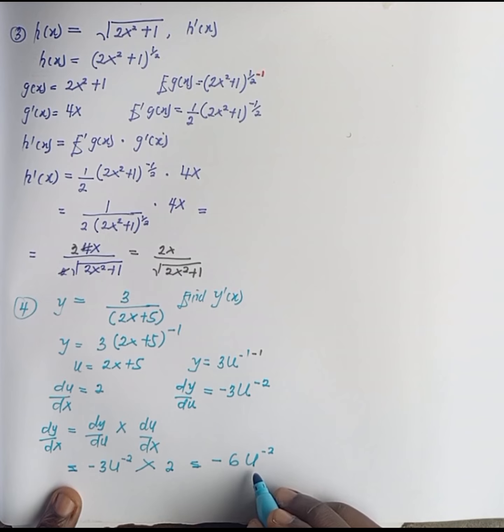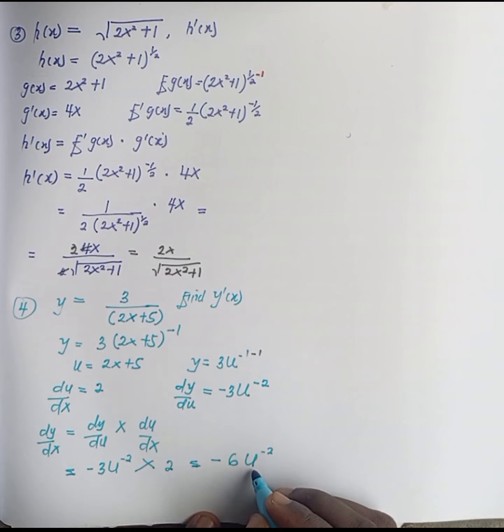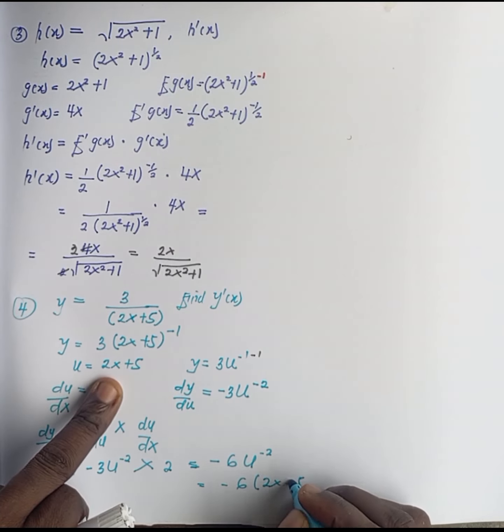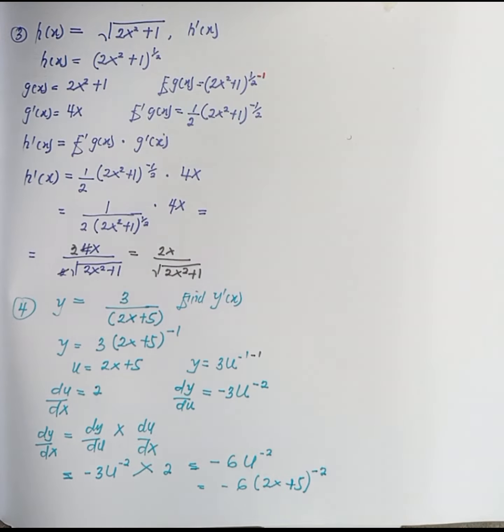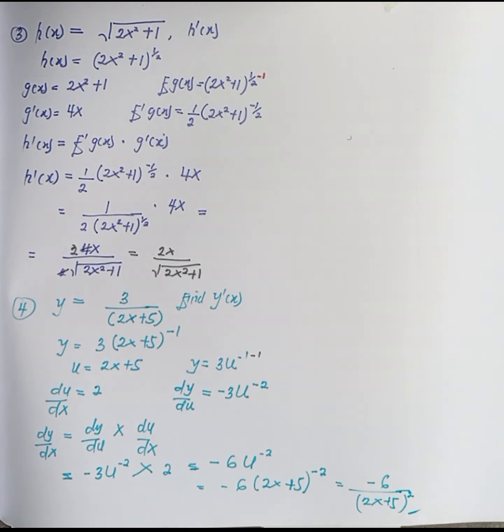Now we know that u has been defined to be what? 2x plus 5. So we just come and substitute this in place of u. So we are going to get negative 6 bracket, we have 2x plus 5 raised to the power negative 2. Now the last step we are going to do, we can leave it here, but the last step is to write it in a very nice form. So we can write it in the form of minus 6 all over 2x plus 5 raised to the power 2. And this is the derivative of the function y.